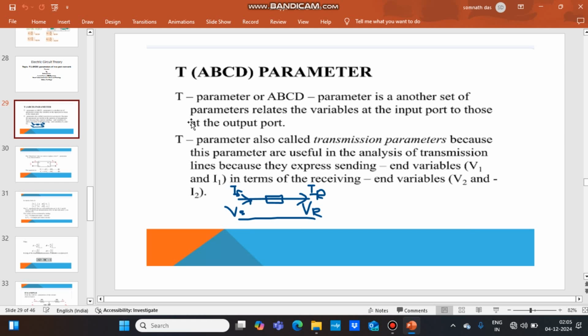See, in the transmission line, it has a sending end and a receiving end. At the sending end, there is sending voltage and sending current. At the receiving end, we will get receiving end voltage and receiving end current. Considering this fact, we can represent the transmission line as an equivalent model by using the ABCD parameters.